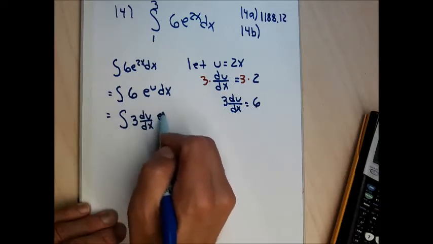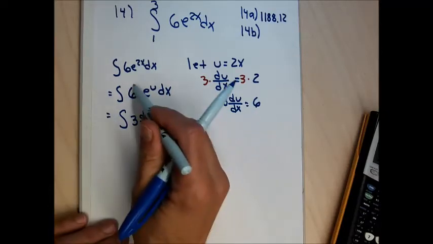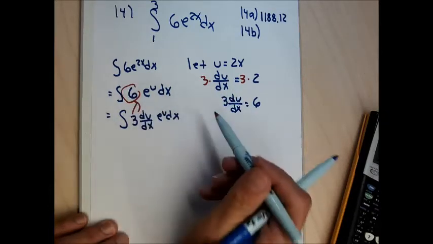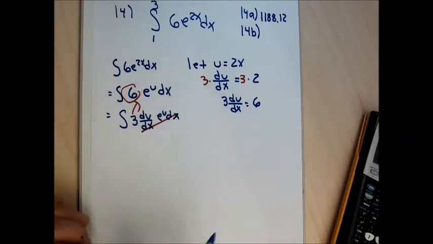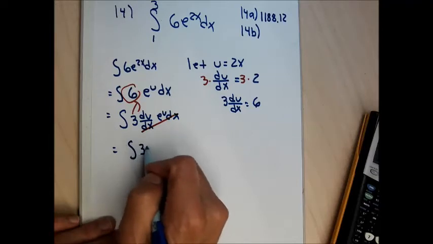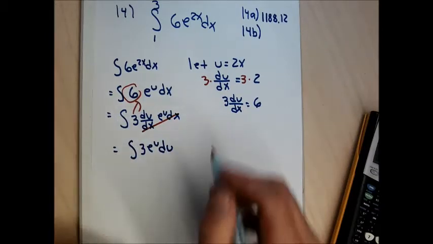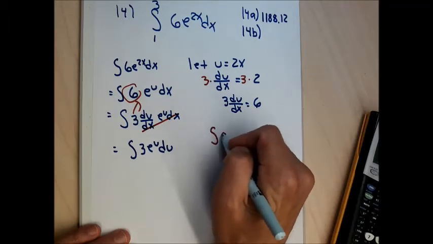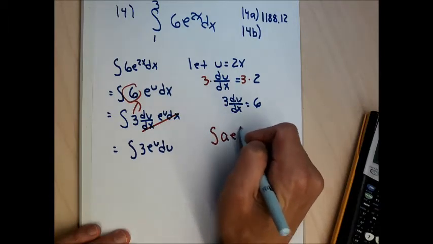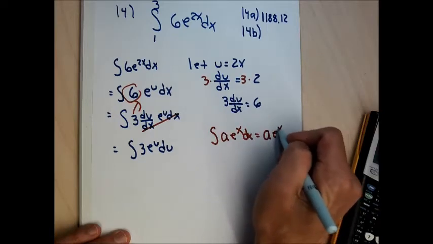I'm going to leave the e to the u dx. And since all I've done now is replace this with what it's equal to, I'm going to cancel out the dx's and write this nicely. This is going to be 3 e to the u du. And now I'm going to integrate that using the rule that says the integral of a times e to the x dx equals a e to the x.